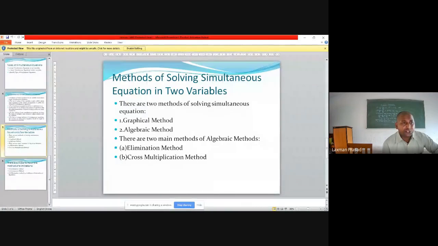In the cross multiplication method, you also multiply and try to equalize any one variable, x or y, and while subtracting or adding, depending on the sign, you cancel one variable and find the value of the other variable. And the moment you find the value of one variable, put that value in the equation and find the value of the other variable.